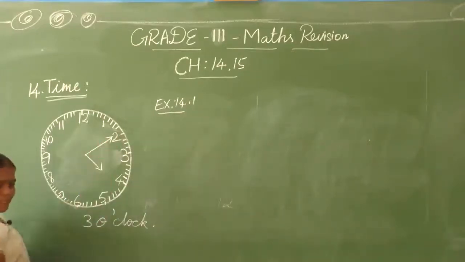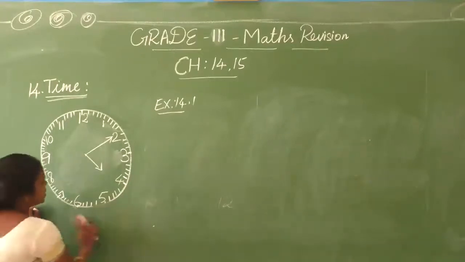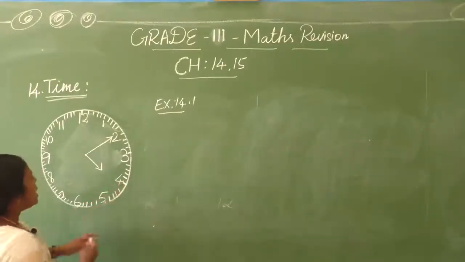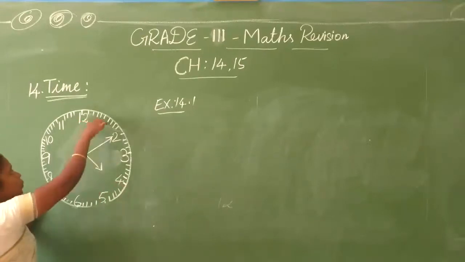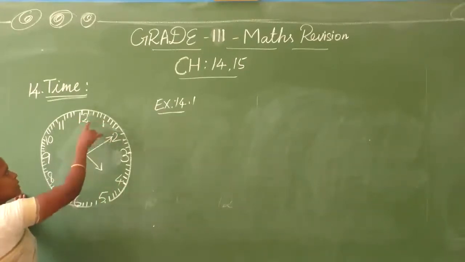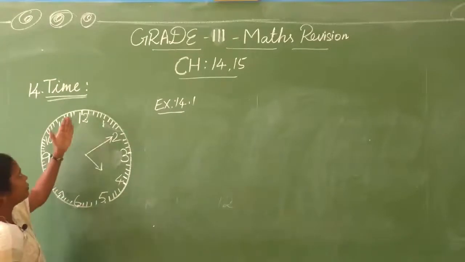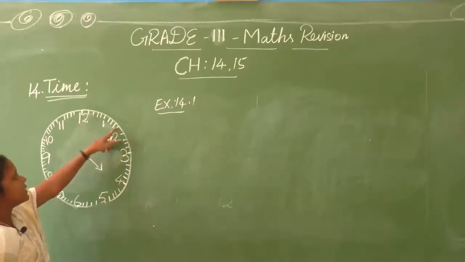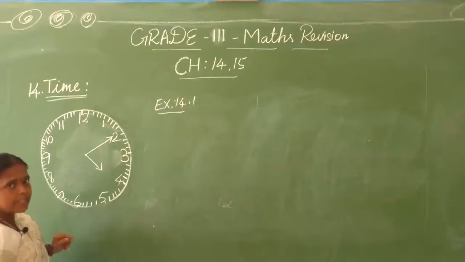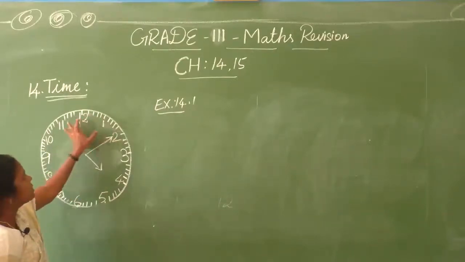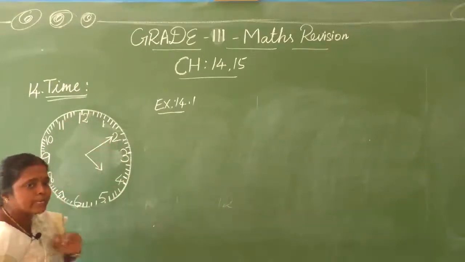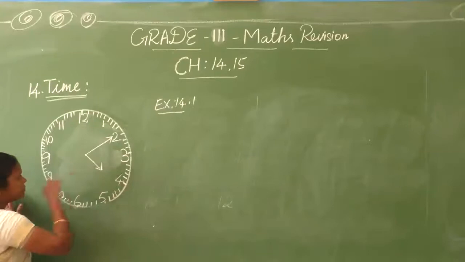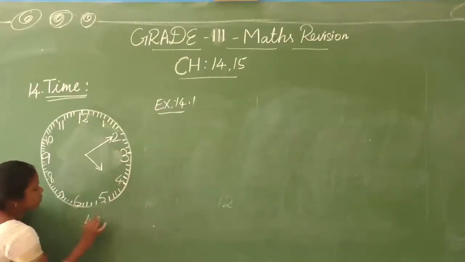Now what time? Tell. See, the short hand is at 4, the longer hand is at 2. The longer hand, as I already told you, is called the minute hand. It crossed 2 numbers, so how many lines has it crossed while coming from 12 to 2? 10 lines. Each line is called a minute. So it crossed 10 lines, nothing but 10 minutes. So here the time is 4:10.